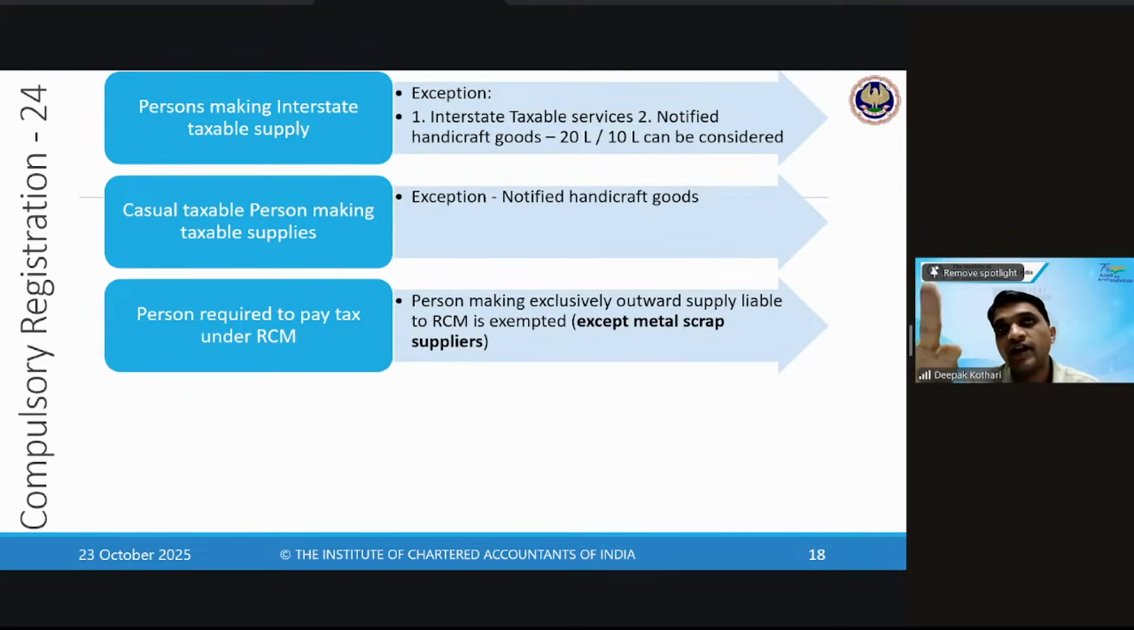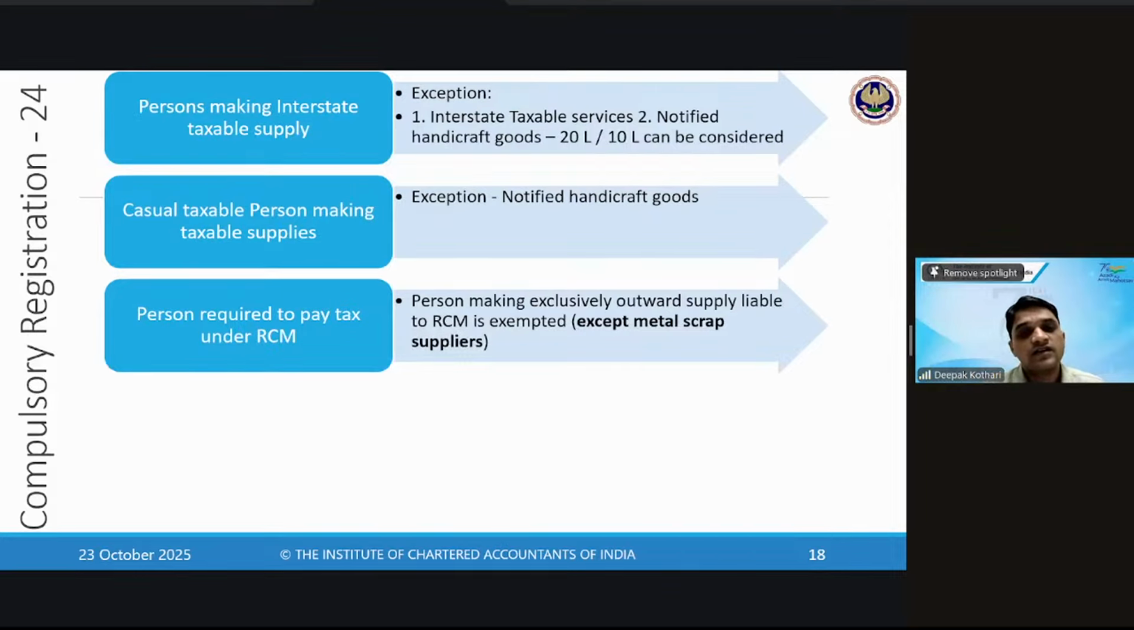So that's why the government has said, once you are making a supply on which tax is payable by the recipient under reverse charge, then you do not have to take a registration. So this is a very, very big relief. Any advocate who is practicing in India and providing all services to corporates, all of his supplies will be paid by the recipient. So they will register and they will pay. This advocate need not take registration.